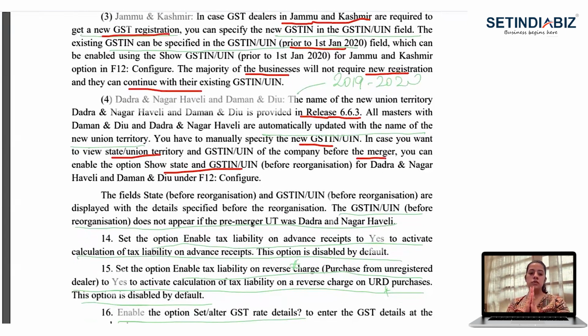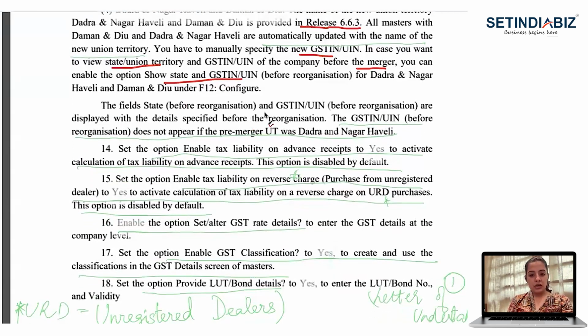Before merger, you can also see this option, state and GST ID number before reorganization for Dadra and Daman and Diu. The fields state before reorganization and GST ID number before reorganization are displayed with the details specified before reorganization. The GST ID before reorganization does not appear if the pre-merger union territory was Dadra and Nagar Haveli. So if I am talking about the pre-merger union territory, that is Dadra and Nagar Haveli, GST ID number is not there, but for Daman and Diu, it is there.